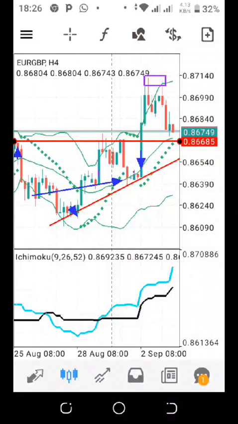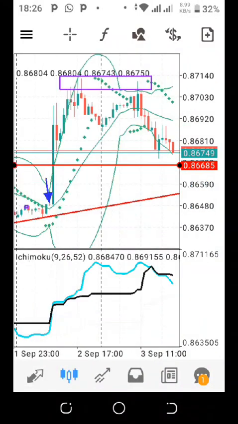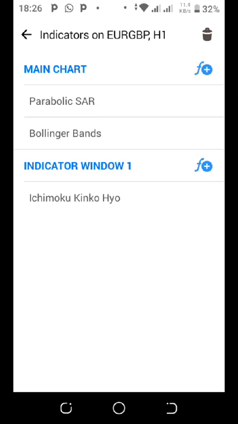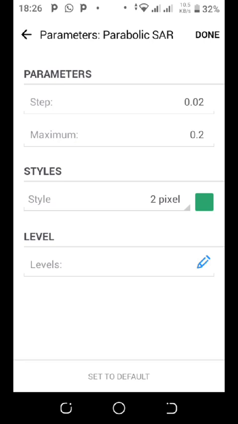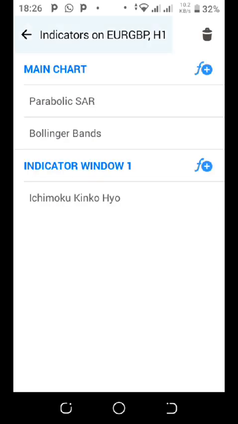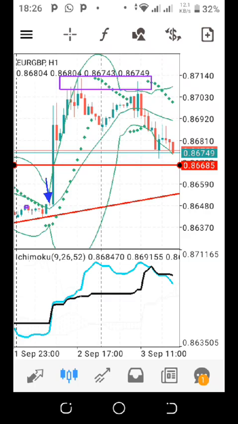So how does this trade work? Then go to the 1 hour time frame. This is the parabolic SAR on MT4 with the default setting. Put the parabolic SAR on, default setting, you see it. Then what you're going to be looking for is this.